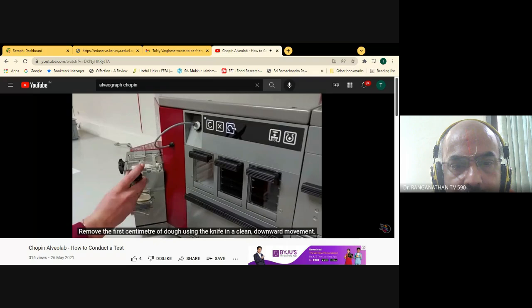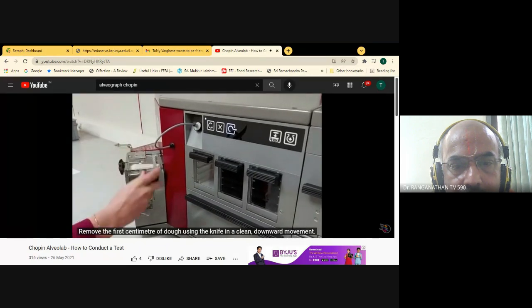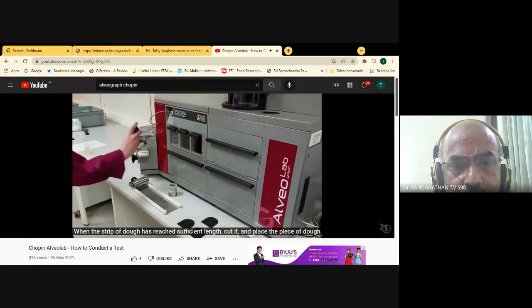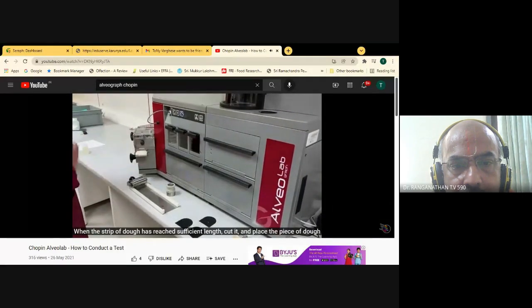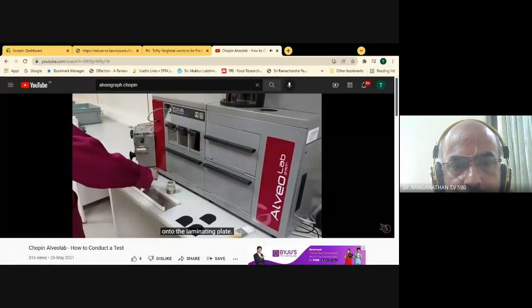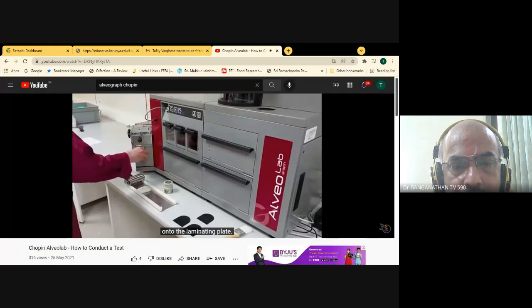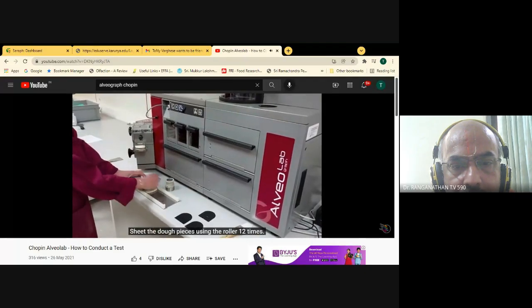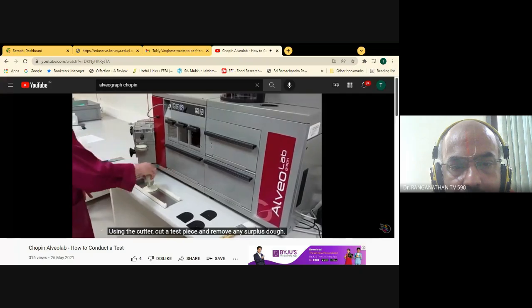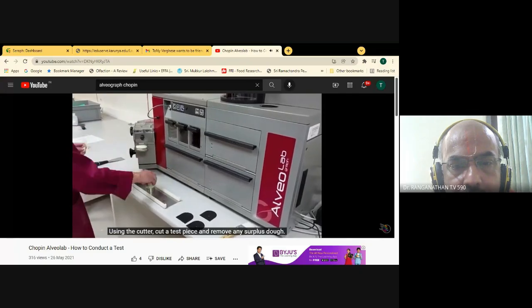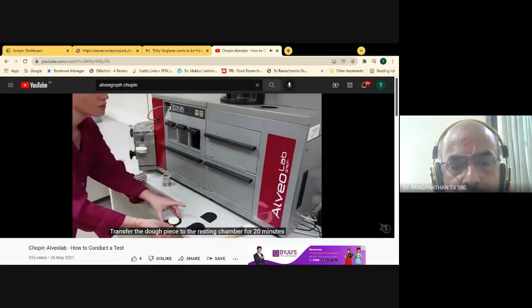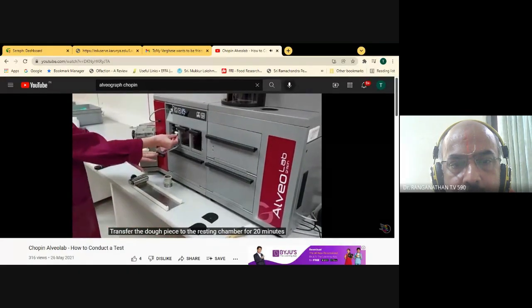Remove the first centimeter of dough using a knife in a clean downward motion. When the strip of dough has reached sufficient length, cut it and place the piece of dough onto the laminating plate. Sheet the dough pieces using the roller 12 times. Using the cutter, cut the test piece and remove any surplus dough. Place the obtained patty on a resting plate. Transfer the dough piece to the resting chamber for 20 minutes.